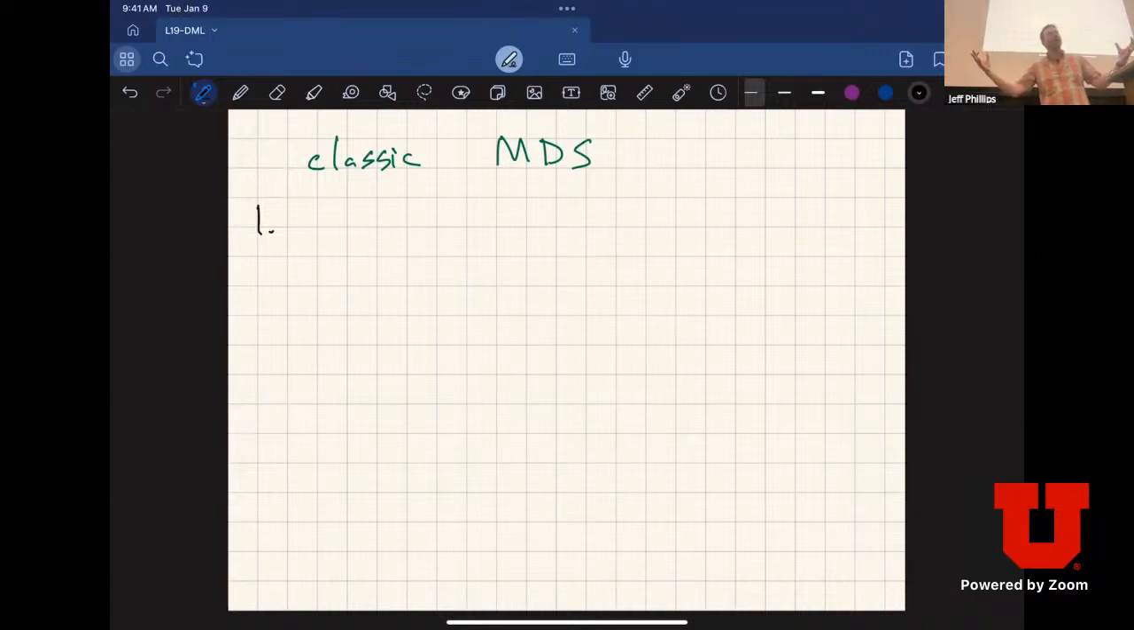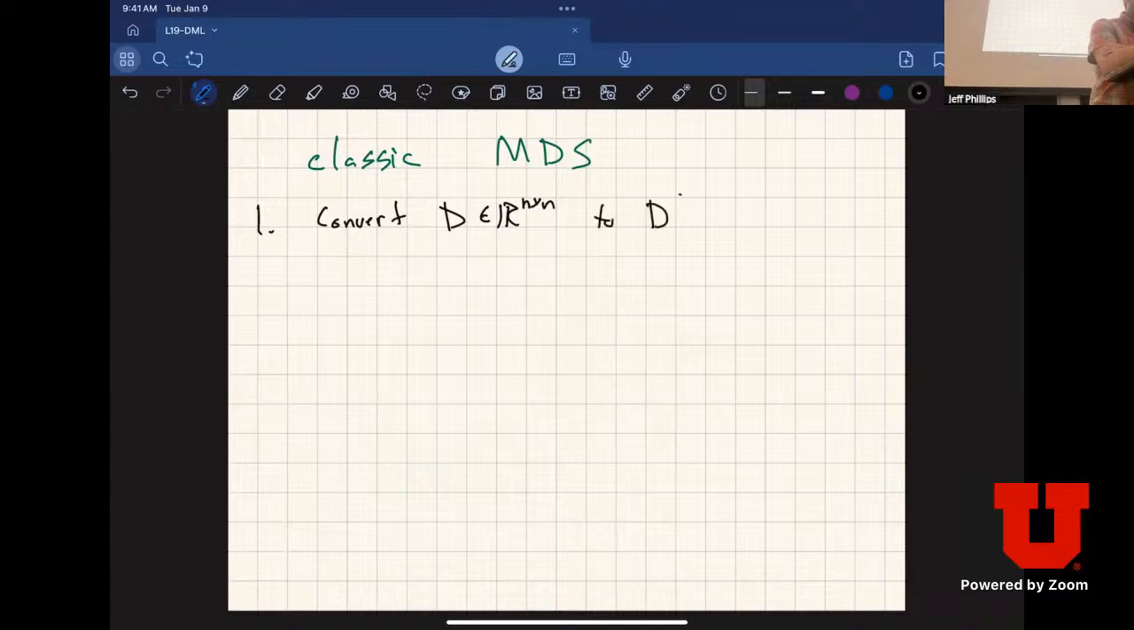Remember, I started with the function d, but I'm going to think of the input as this distance matrix, which is again n by n. I'm going to convert it to D squared, and I put the 2 in parentheses. By this, I mean that for each entry dij, I'm going to square that entry. So I'm going to individually square all of the entries.